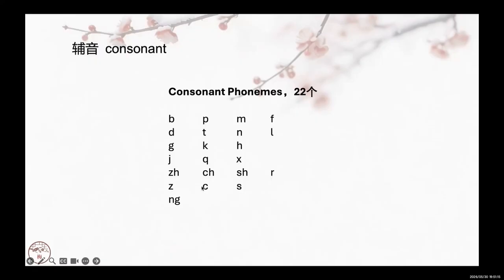Z, c, s. And this is the only one with two letters, but we think of it as a single consonant. If you practice the sound, it should come from the nose, from the back of your tongue, and come out through the nose.